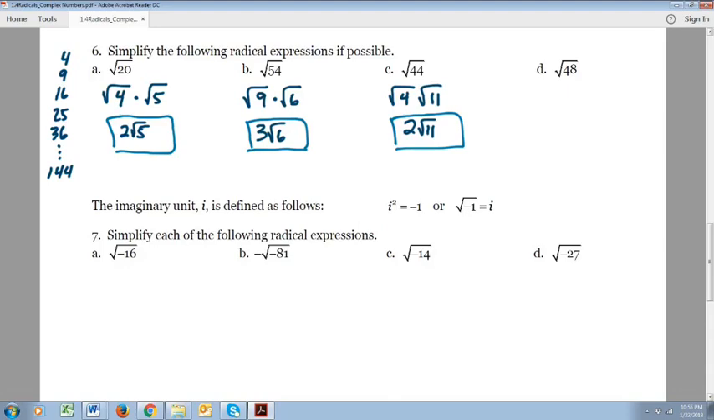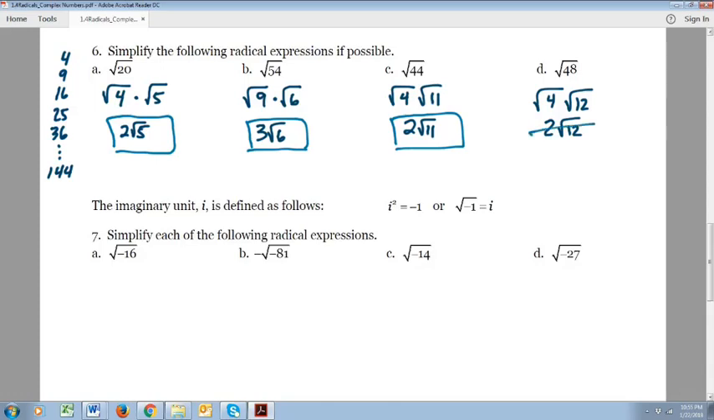On letter D here, you've got to be careful. You might try using 4 and 12, and you'd get 2 square roots of 12. But the problem here is, look at the 12. It still has a perfect square factor of 4. So what that tells me is there's a bigger perfect square factor, and so I'm going to start over.